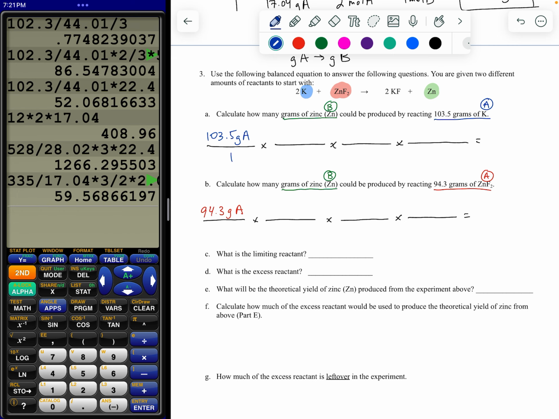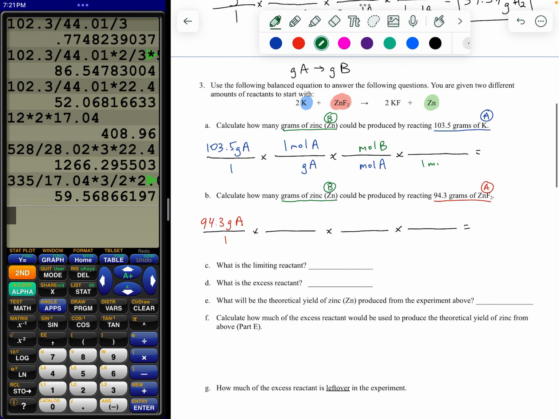I'm just going to place a 1 underneath just for consistency's sake. Again, that 1 doesn't really mean anything. But now we're going to really start. So here's grams of A. And then here's, of course, going to be equal to 1 mole of A. And then I know mole of A is going to be converted to mole of B. And I've labeled which A and B are. We have potassium, we have zinc. And then, of course, I know that 1 mole of B is going to be whatever the mass of B is. So in this case, those molar masses are going to come from whatever the substances are.